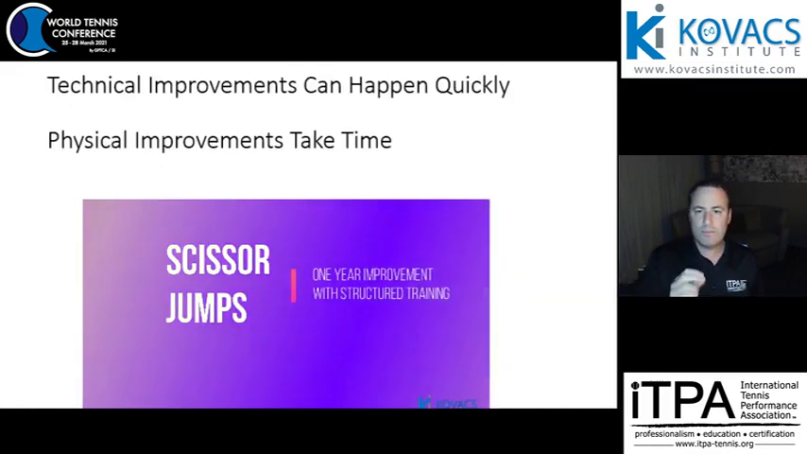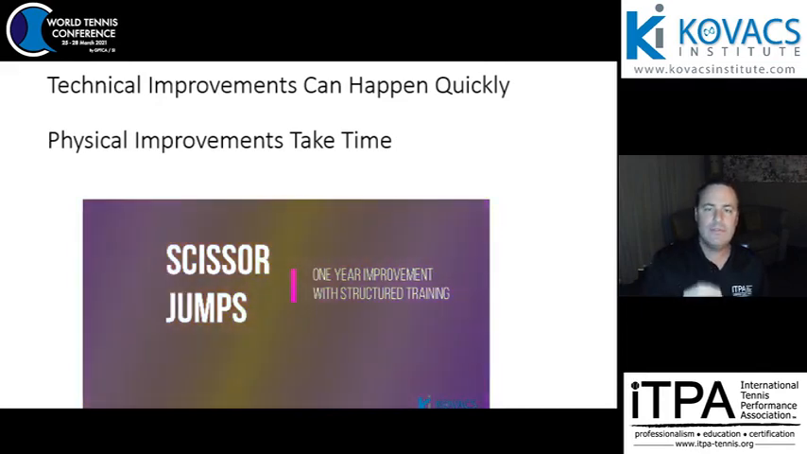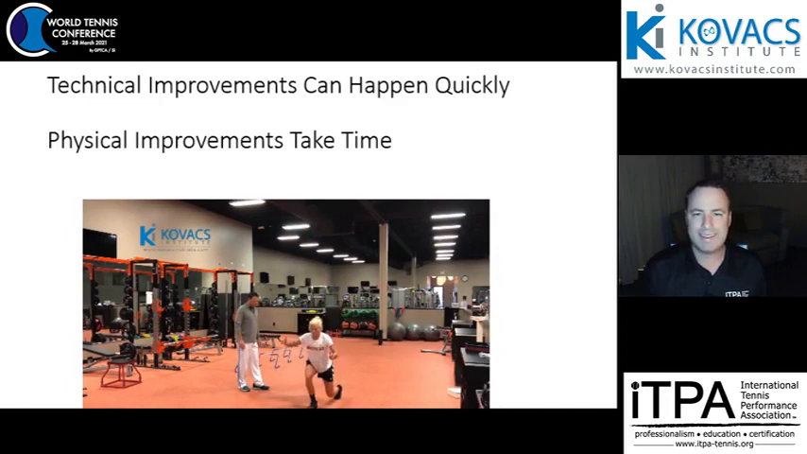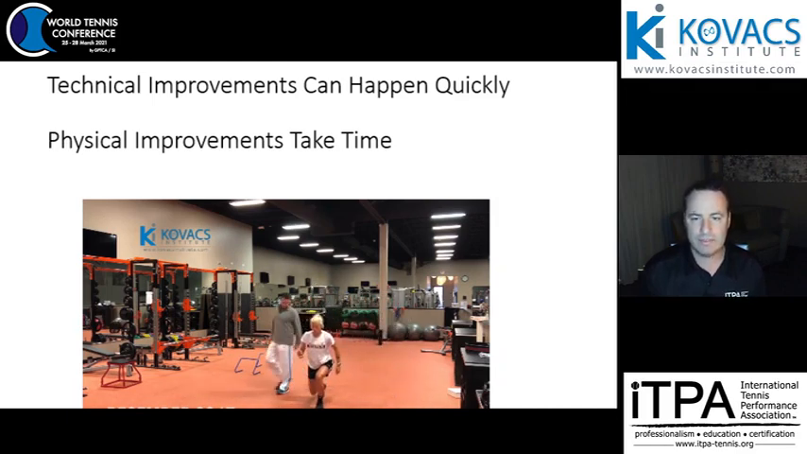So, technical improvements can happen quickly. Physical improvements take time. So what does that mean? Same thing with tennis strokes. You can make a technical adjustment in 10 seconds, in a minute, in 10 reps. But to physically improve an athlete, it takes time.